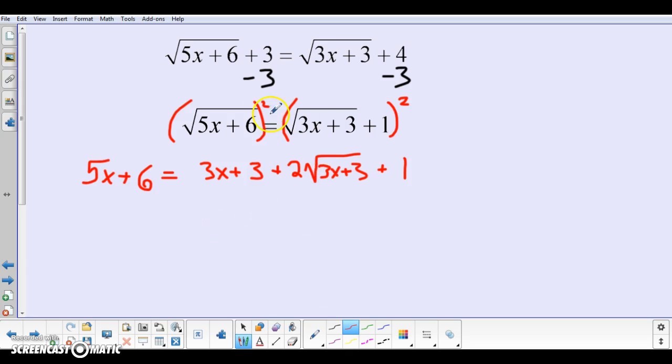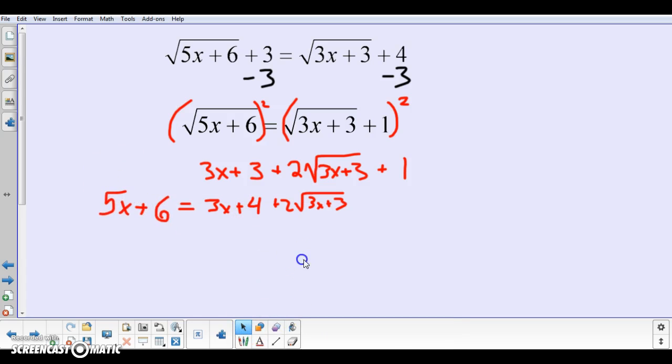All right. I have gotten rid of one radical. I just have one radical left. Let's go ahead and try to get rid of this one. To do that, I might combine some like terms. I might add the 1 and the 3 together to have a 4. And then plus this 2 times the square root of 3x plus 3. And still got 3x out in front. And we'll just slide this down because we know it's the same thing. Then I am going to subtract the 3x and subtract the 4 from both sides. Minus 3x and minus 4.